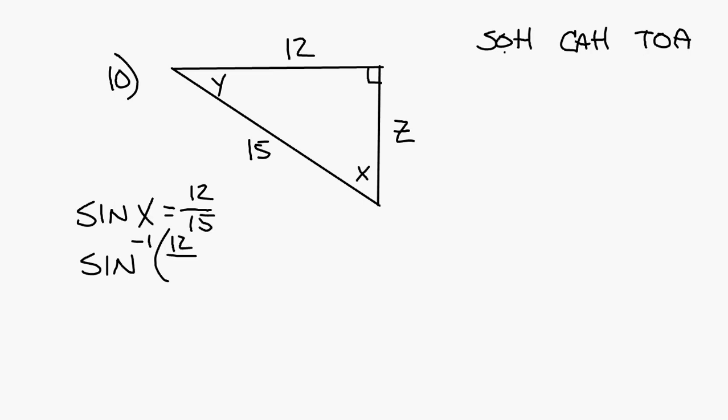So second sine, 12 divided by 15, 53.1, so that's 53 degrees. So this angle down here in the bottom is 53 degrees. 90 minus that angle gives you angle y, which is 37 degrees.